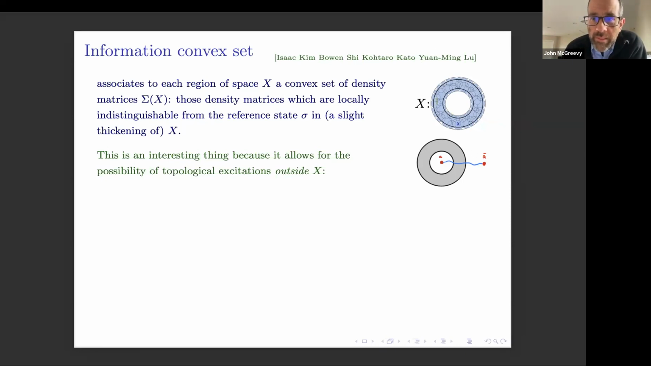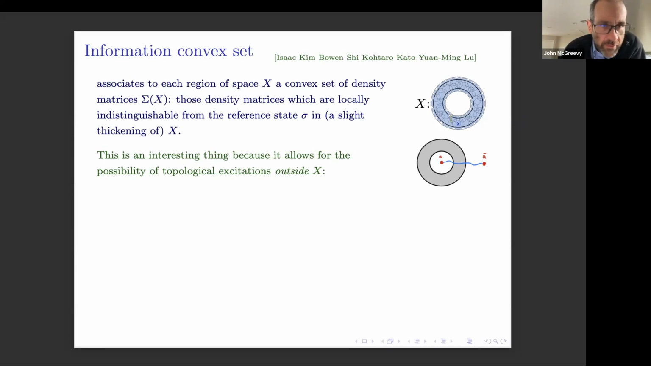So the ball B is here, and X is some region like an annulus, and it's a convex set of density matrices. It's the set of density matrices which are locally indistinguishable from the given reference state. By locally indistinguishable, what I mean is: draw a little ball contained in X, and given some density matrix on X, compare it in that ball to the reference state sigma, which lives on the bigger region. And if it's the same for every such ball that's contained in X, or some slight thickening of X, then it's said to be an element of the information convex set.